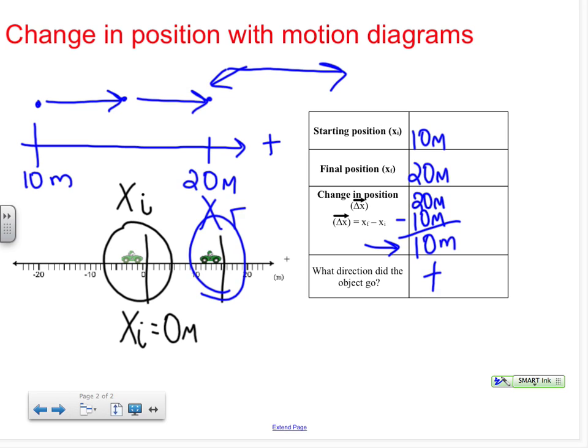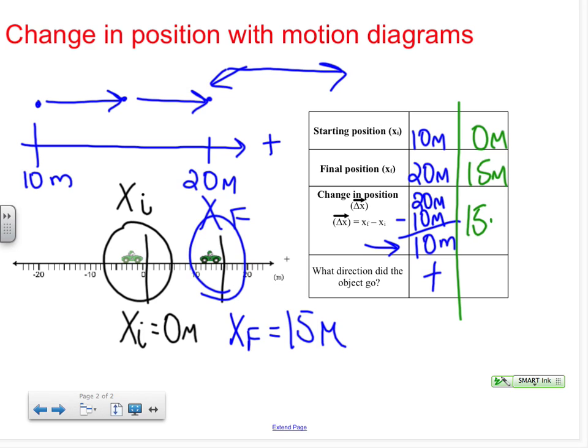Now, it's a little bit darker car, and it might be a little hard to see on the video, but my XF is going to be 15, and the unit is meters. So clearly we can tell that this object is moving in a positive direction. We already know that. And so I can go through and fill out the same chart again. My XI is 0 meters. This is 15 meters. Do the subtraction, you end up with 15 meters, and it's also going in the positive direction. Just remember that the faded car represents the initial position, and the dark car represents the final position, and that's how you calculate change in position.